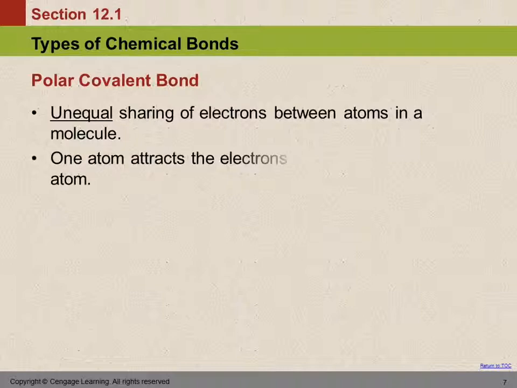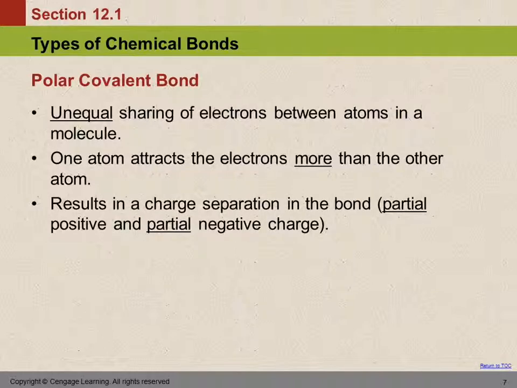So in a polar covalent bond, we have unequal sharing. And this is due to the fact that one of the atoms in the bond attracts the electrons more than the other atom. And that's going to result in a partial charge separation. So one end of this bond is going to be a little bit negative, and the other is going to be a little bit positive. It's a partial separation. It's not like an ionic bond, where you have a +1 and a -1 charge. This might be a plus 0.33 and a negative 0.33. So it's a partial charge, but there's a little bit of charge separation.